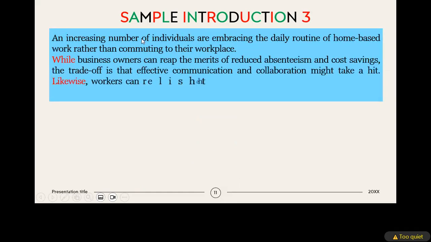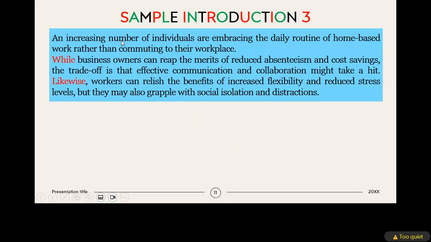Now look at this one, for example. This is really highly complex, guys. Now, an increasing number of individuals. He said "many people"; I paraphrased it: an increasing number of individuals are embracing. Now, this is the verb to embrace, meaning to welcome, the daily routine of home-based work. Instead of "working from home," rather than, he said, instead of commuting to their workplace. Now, to commute is to travel to work. Okay, you commute. Now this is highly sophisticated, but it is an exact paraphrase of the prompt.